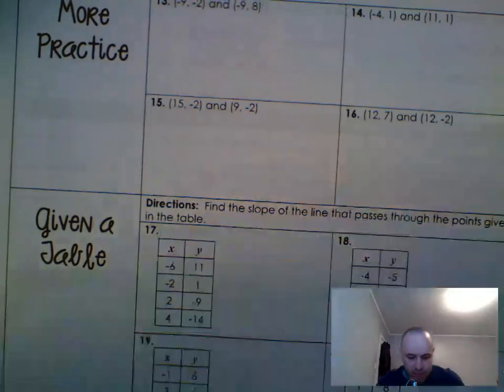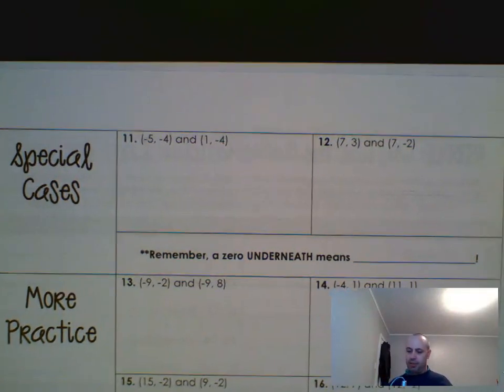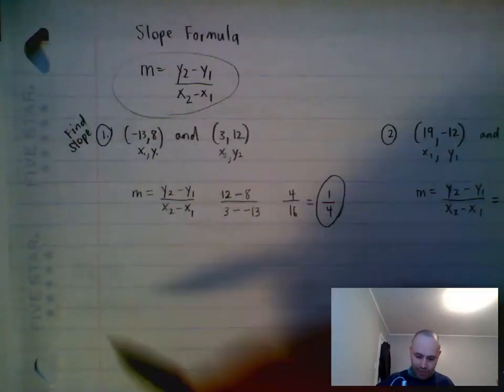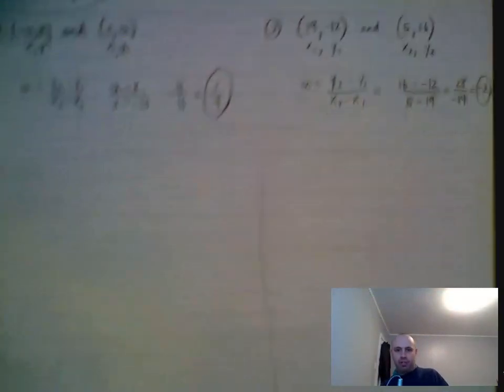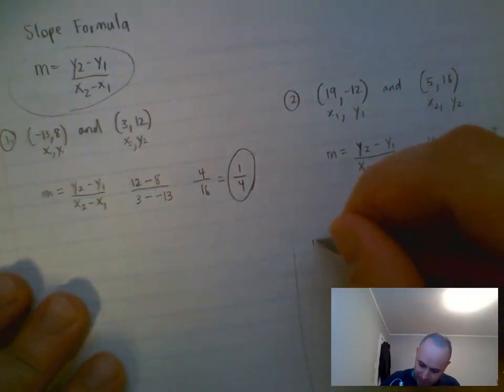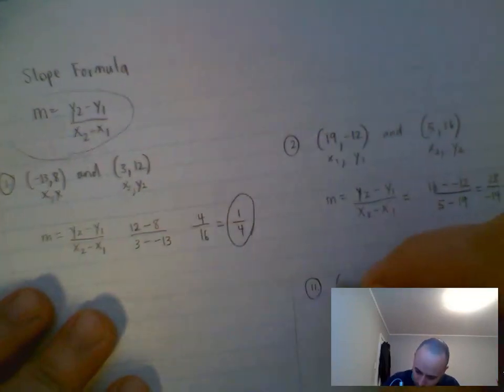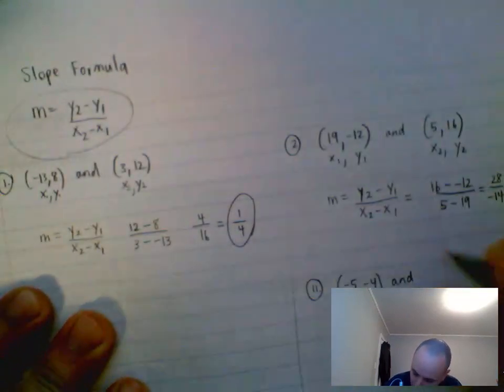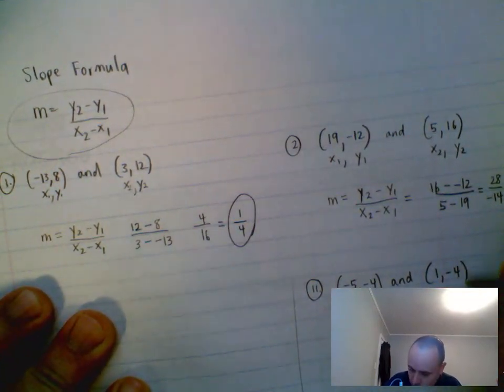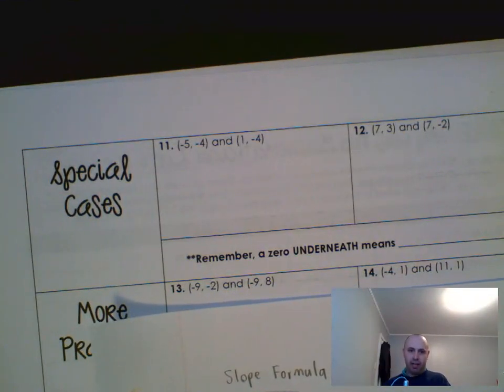Okay, now there are a couple special cases. So let's look at some special cases. I'm going to go ahead and label here on my notes. You guys will have a few more examples here, so I'll block off that area for you. And then I want to show some special cases. So let's look at special case number 11. I'm just copying this down from the back of our worksheet here: negative 5, negative 4, and 1, negative 4.